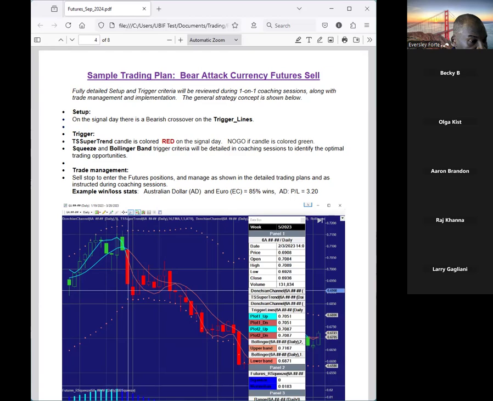So let's go over this strategy. It's going to be a bearish cross in the trigger lines, and we'll go over that in a second. In all of our trading plans, you'll see a lot more detail in the real trading plan that has all the criteria for every strategy and all the chart setup. So if you want to set up the charts on your own, I have all the parameters.